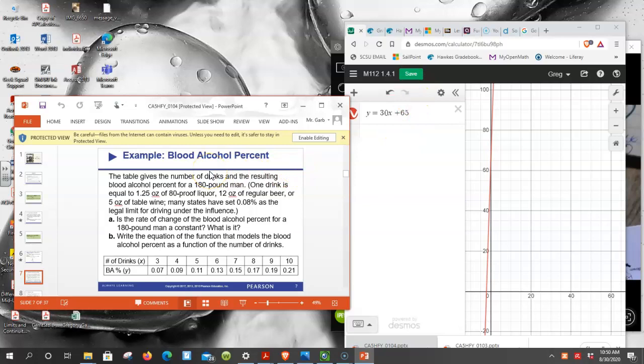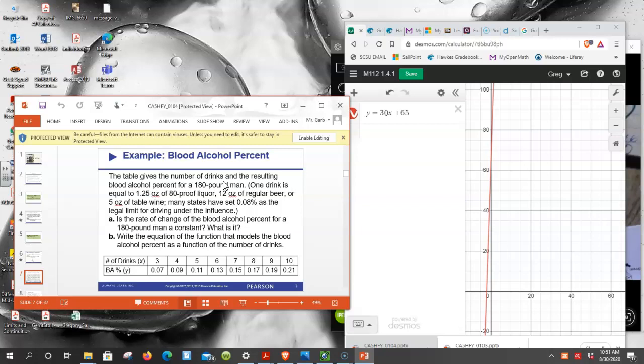Blood alcohol content. Oh, yes. So this is talking about the number of drinks somebody has. Well, actually, an 180-pound man has, and the blood alcohol level. This table gives the drinks. So one drink, and they talk about the different kinds of drinks that are equivalent. The legal rate is 0.08% blood alcohol level.